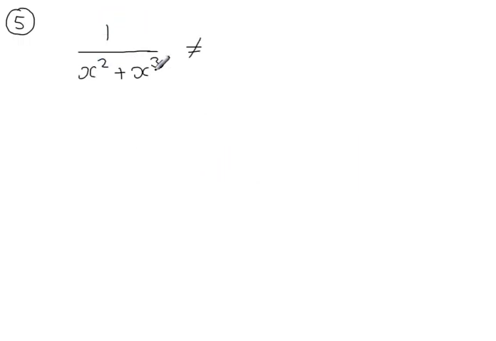1 over x squared plus x cubed. What is this not equal to? Well, the common error here is to write it as x to the power of minus 2 plus x to the power of minus 3. This simply is not the case.